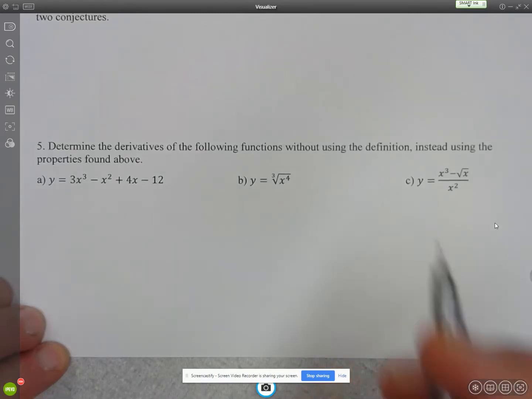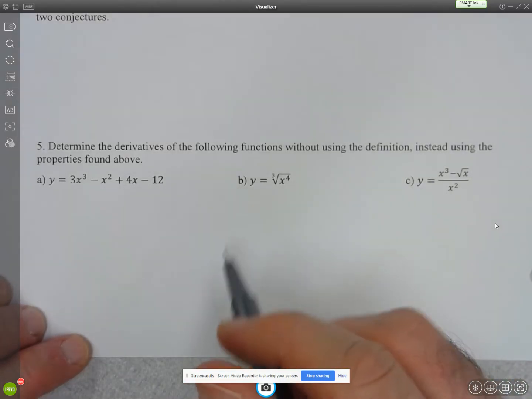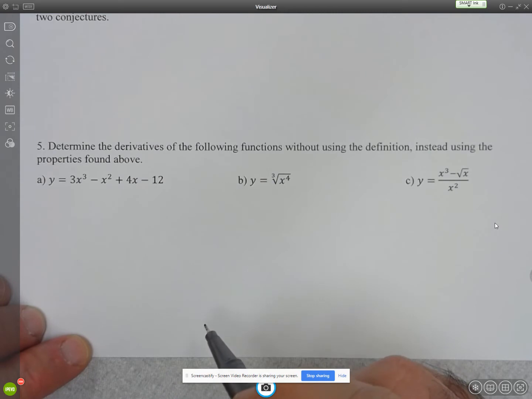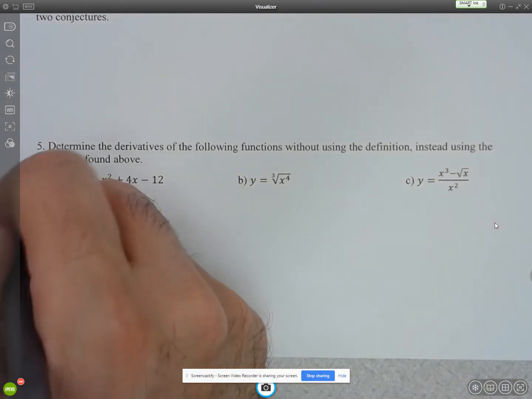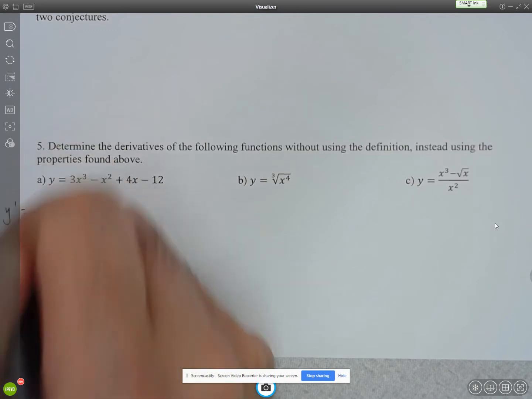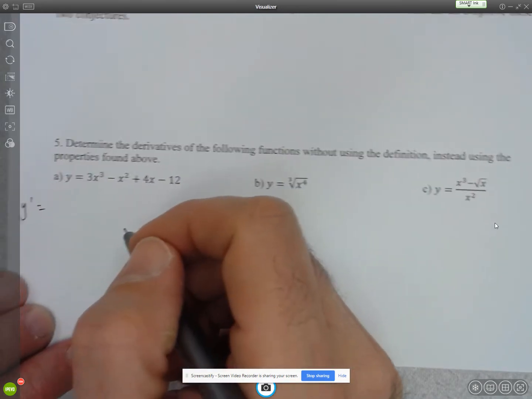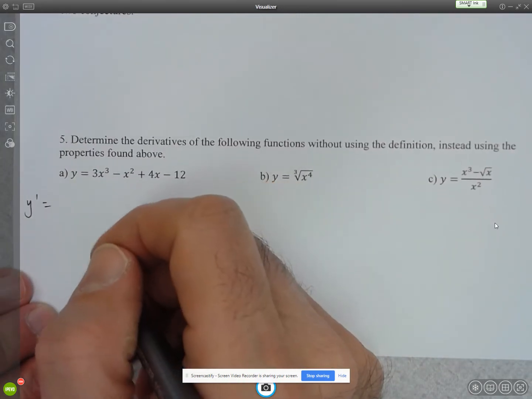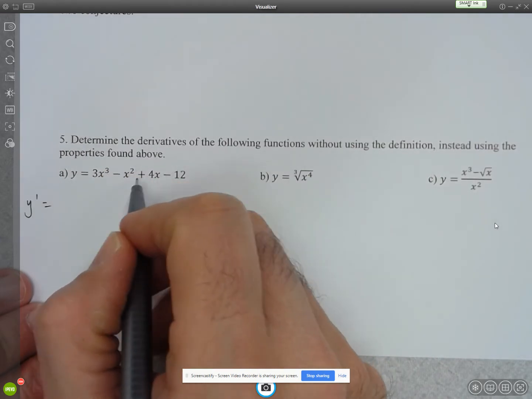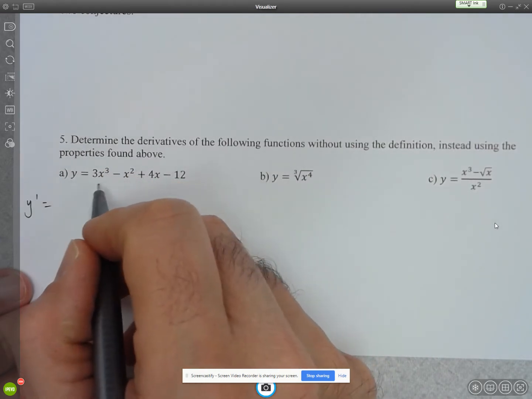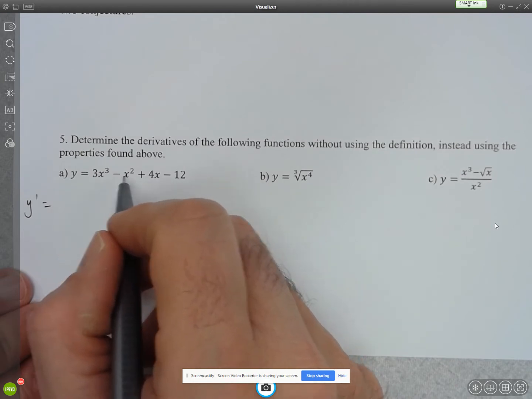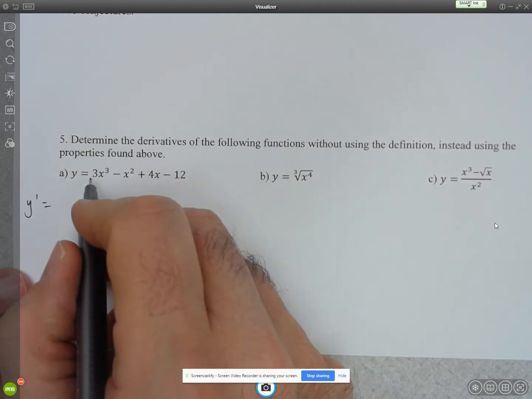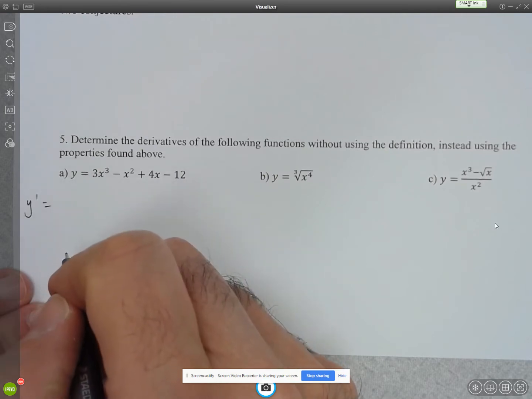Hi, folks. We're going to take a look at some examples of taking derivatives using our initial derivative properties. So here we've got a polynomial, and so let's go ahead and take its derivative. So y prime, or the derivative of y with respect to x, is equal to, well, here I've got a sum and difference of terms, so I know the derivative of these sums and differences are just the sums and differences of the individual terms, and I see that I've got these coefficients. So I'm going to have to use all of my properties here.